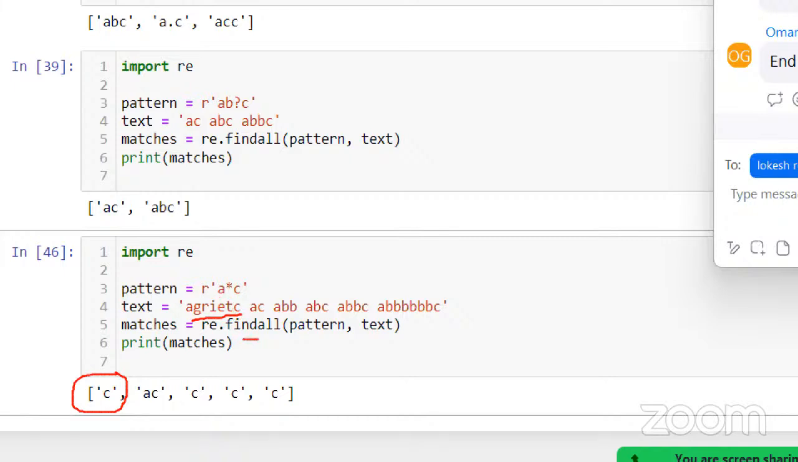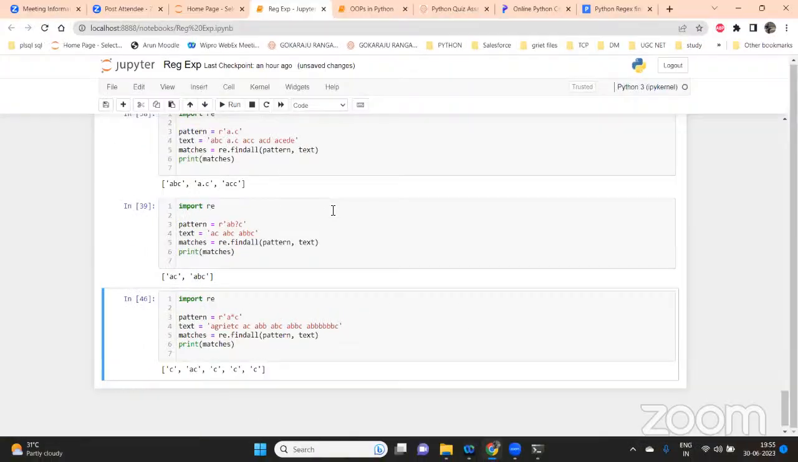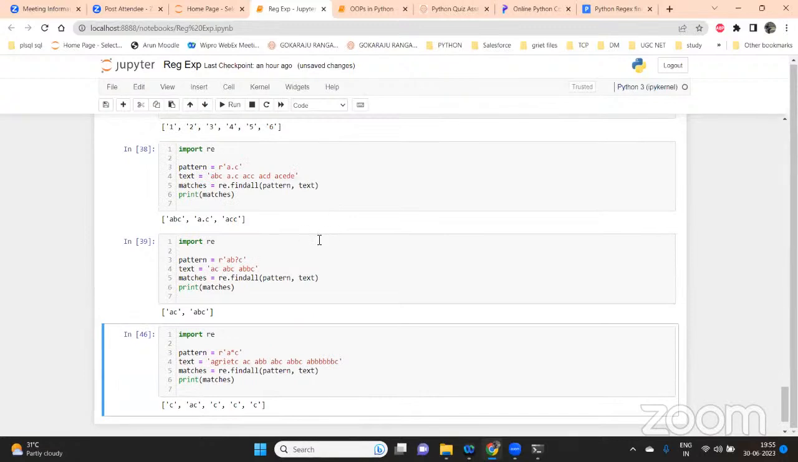Basically, what is findall doing? If it is not there, at least it is matching with this one. So if the entire pattern is available, it will return that. If one of them is available, it will return that part. So that's why here also, for all these cases, it is returning only that character, because there should be AC and grid doesn't match with that.